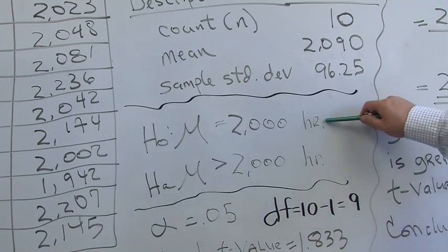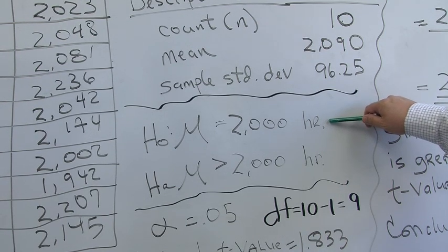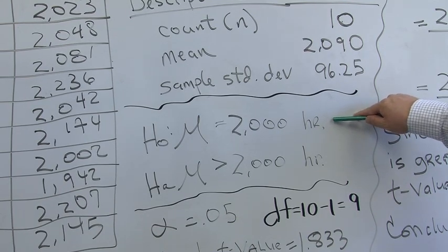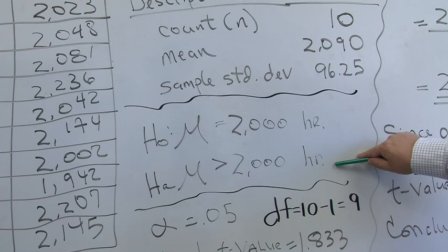Here our interest is in the population mean: whether the average number of hours that the light bulbs last with this device would be equal to 2,000 hours. In other words, the device is ineffective. Or if the device is effective, then the light bulbs will last for more than 2,000 hours.